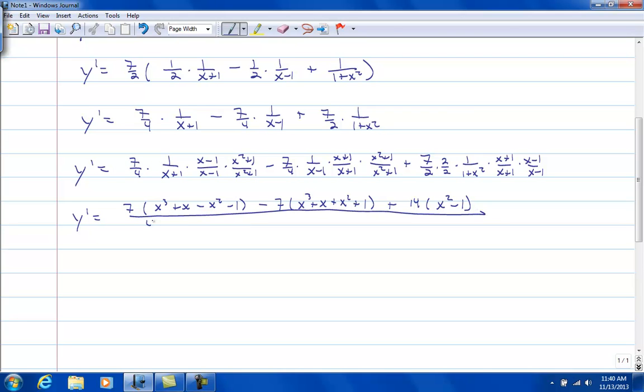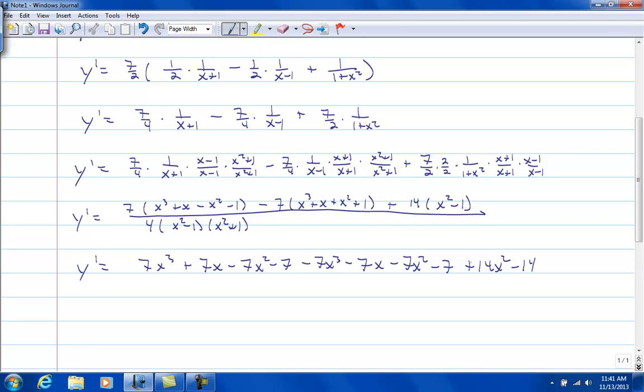What's that common denominator going to be? We got a 4 here. We have x plus 1 times x minus 1, that's x squared minus 1 times x squared plus 1. So if we distribute through the 7s and the 14s, we have 7x cubed plus 7x minus 7x squared minus 7 minus 7x cubed minus 7x minus 7x squared minus 7 plus 14x squared minus 14, all divided by 4 times, if I FOIL that out, it's going to be x to the 4th minus 1.